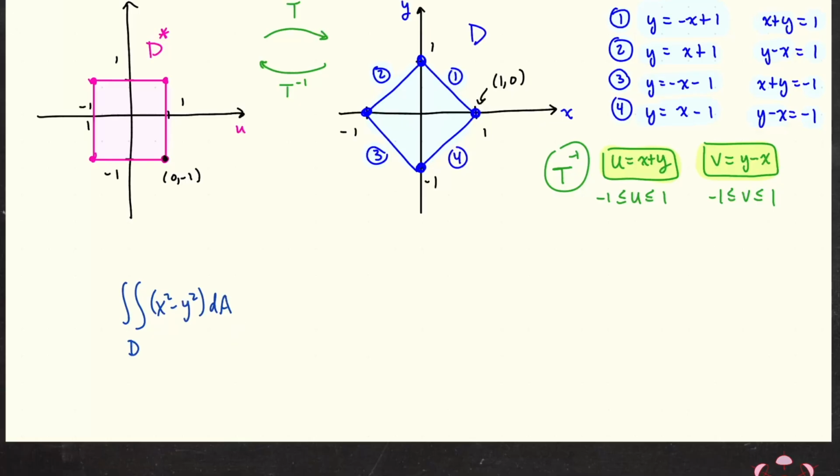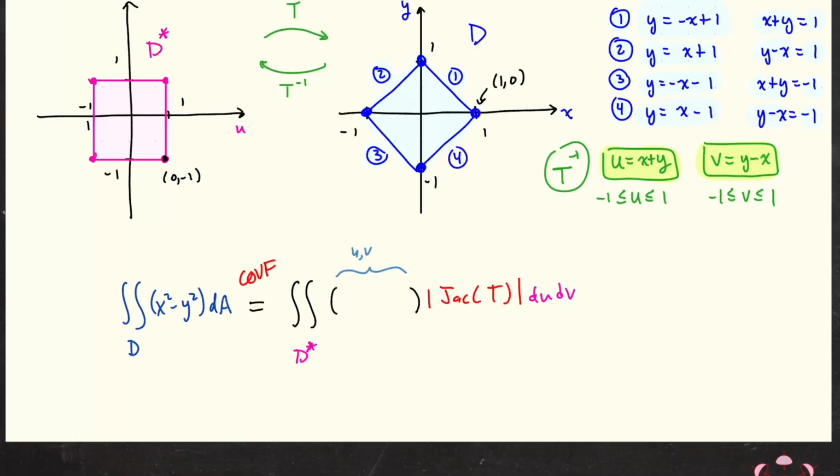So we're going to do that using the change of variables formula. What does that formula tell us? It tells us that the integral over D is the same as the integral over D star. I have to come up with some sort of function that's x squared minus y squared, but I need to rewrite this in the variables u and v. Then I need to multiply this by the Jacobian of T, and then I've got du dv.